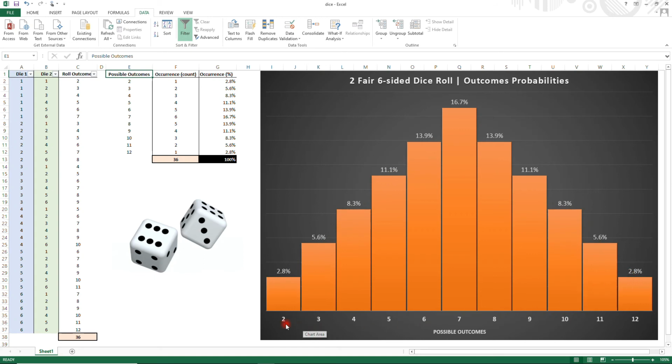So you can see at the bottom here on the x-axis the potential outcomes between 2 and 12. And again, you can only see one combination that gives you the result 2 and one combination that gives the result 12. So therefore, both have a 2.8% probability of occurrence. And then the other outcomes as explained on the table and as visualized here on the graph.